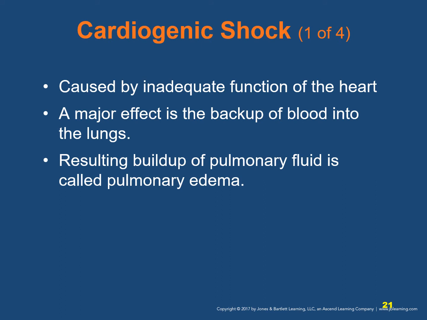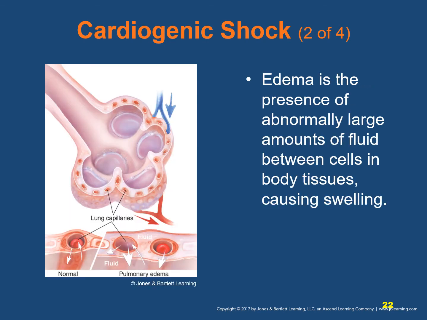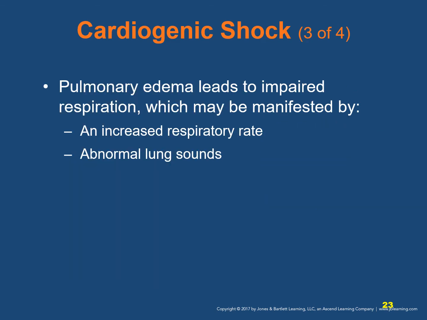Cardiogenic shock. Cardiogenic shock is caused by inadequate function of the heart or pump failure. A major effect is the backup of blood into the lungs. The resulting backup of pulmonary fluid is called pulmonary edema. Edema is the presence of abnormally large amounts of fluid between the cells in the body tissues, causing swelling of the affected area. Pulmonary edema leads to impaired respiration, which may be manifested by an increased respiratory rate and/or abnormal lung sounds.